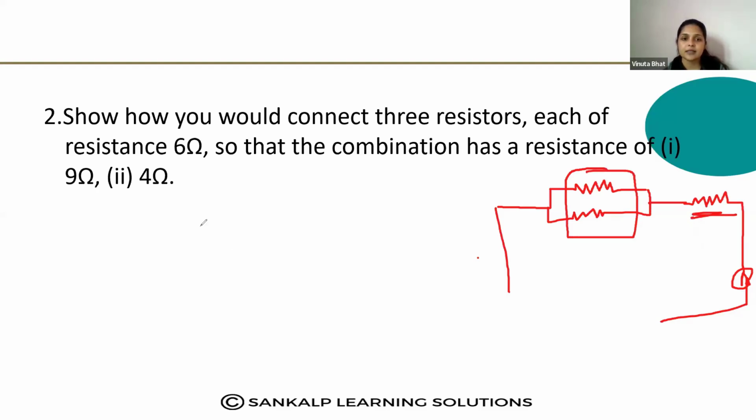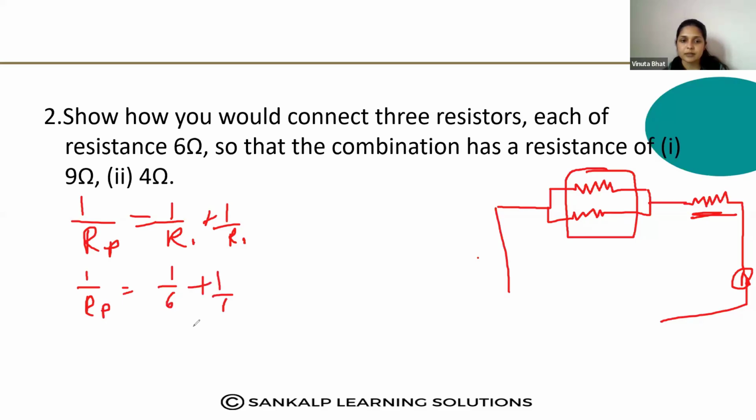is connected in series. Now you have to find out 1 by Rp is equal to 1 by R1 plus 1 by R2. First, you have to find out the total resistance when they are connected in parallel. Here, 1 by Rp is equal to 1 by 6 plus 1 by 6, that is equal to 2 by 6. Two 3s are 6, that is equal to 3 ohm. Okay. So, the total resistance is 3 ohm.